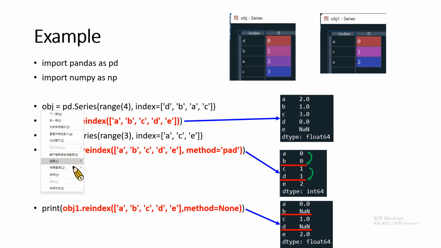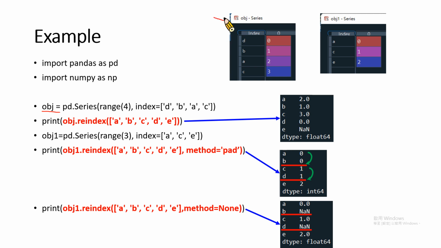So let's see the example. Here is the obj object, the original series. They have index D, B, A, C, and the values start from 0 to 3. Okay, you see here.